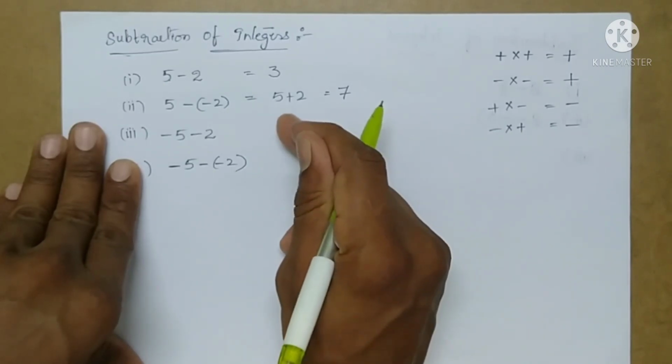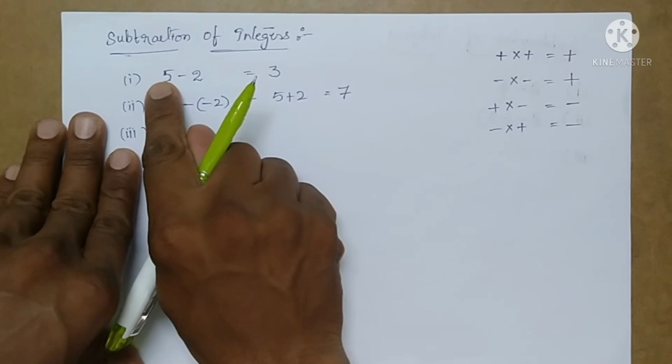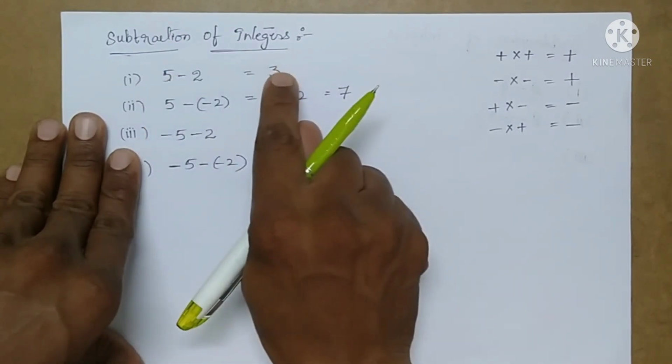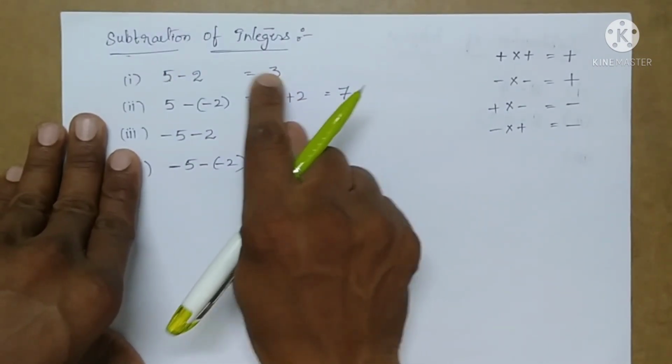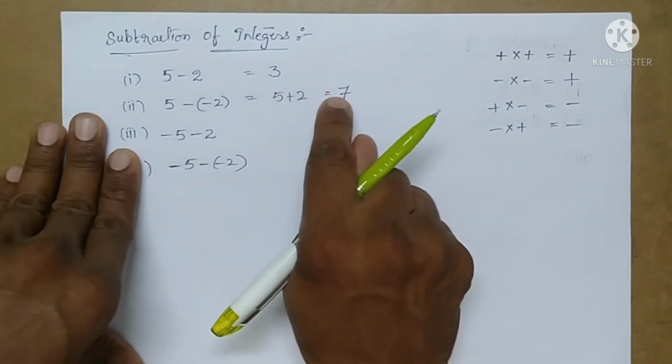Always we have to prefer the highest integer symbol. So here the highest one is plus 5, so the result here is plus 3. In this one, the highest is also plus 5, so the result is plus 7.